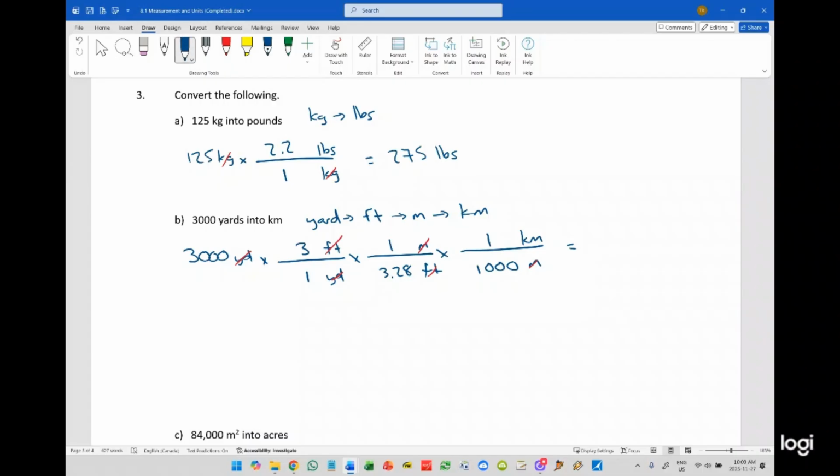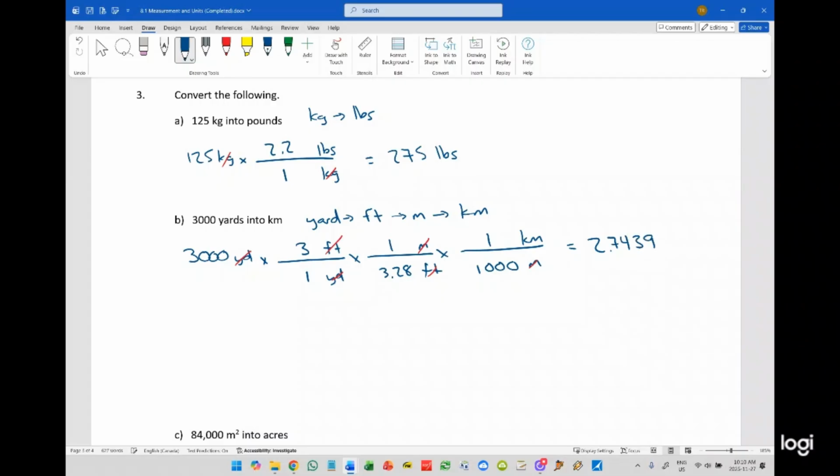And I'm going to punch this into my calculator as 3,000 times 3, and then I'll hit the equals to get 9,000. Divided by 3.28, hit equals, I'm at 2,743 something, and then divide that by 1,000 and hit equals, and get 2.7439.